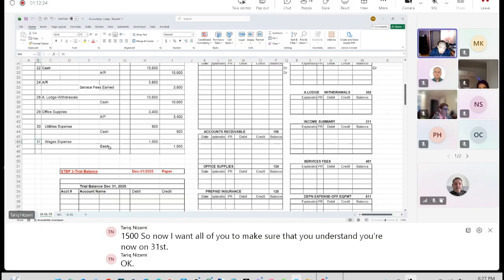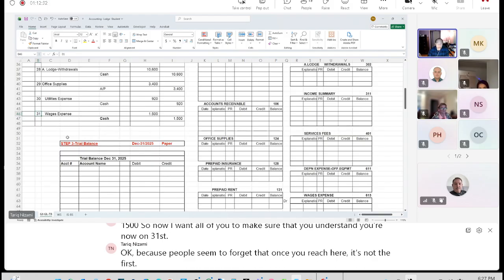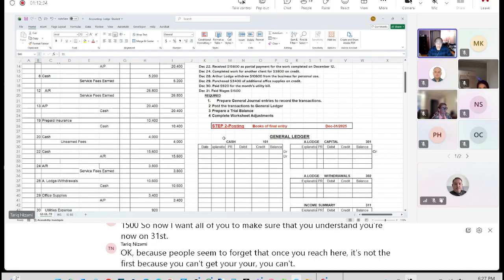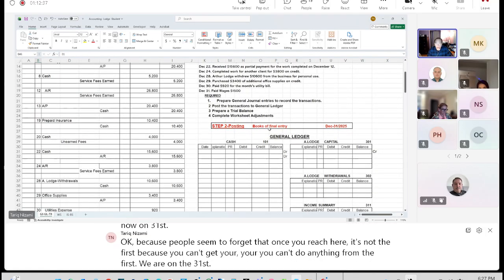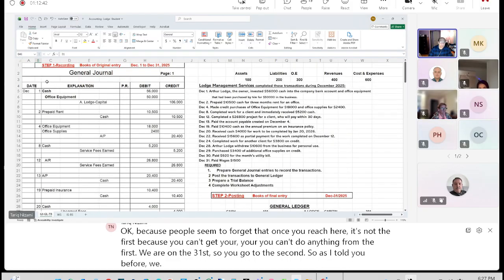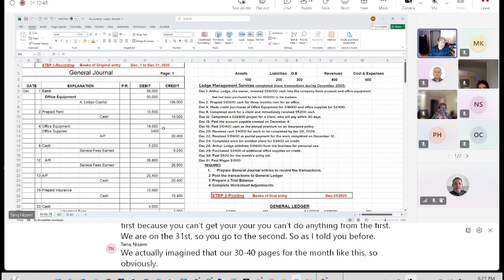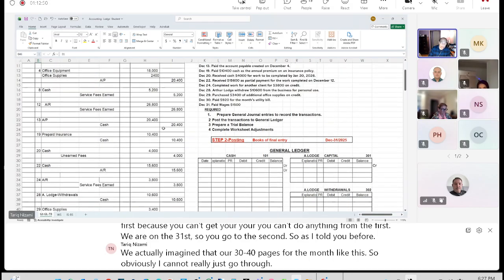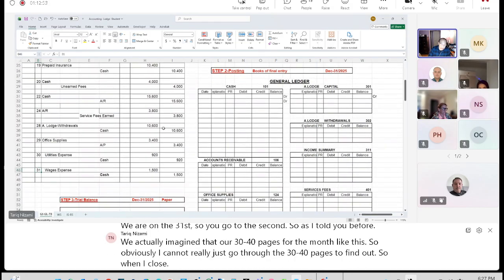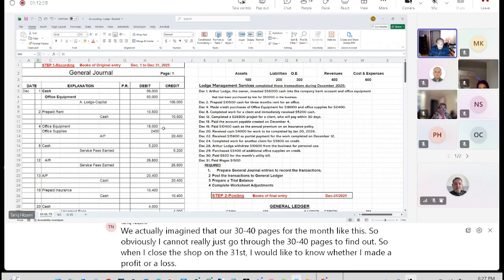People seem to forget that once you reach here, it's not the first, because you can't do anything from the first. We are on the 31st, so you go to the second. As I told you before, we imagined that we have 30-40 pages for the month like this. I cannot really go through the 30-40 pages to find out. When I close the shop on the 31st, I would like to know whether I made a profit or a loss from all these transactions I did for the month.